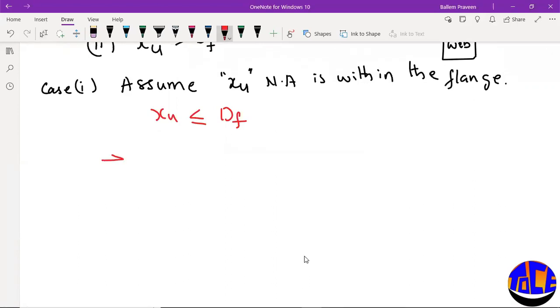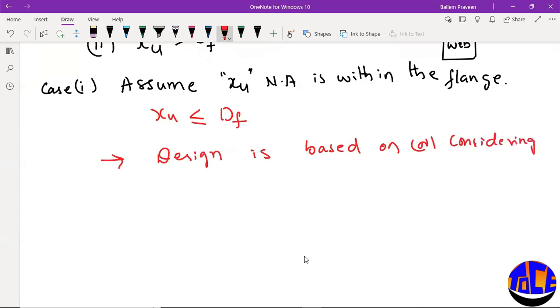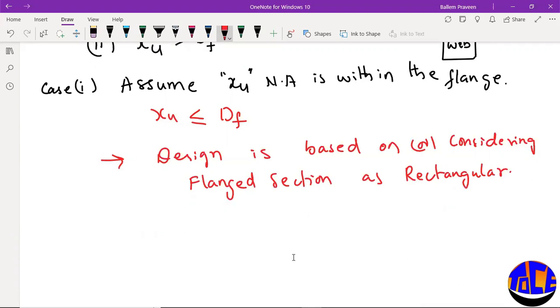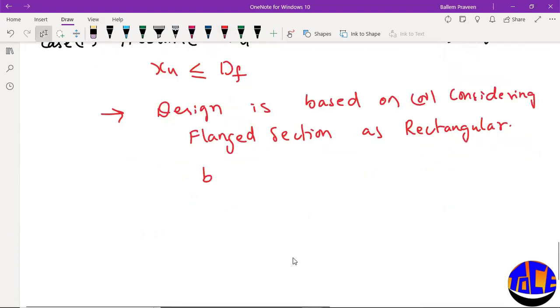In this case, the design is based on considering the flanged section as a rectangular section. That means here the width of the rectangular beam will be the effective width of the flange.